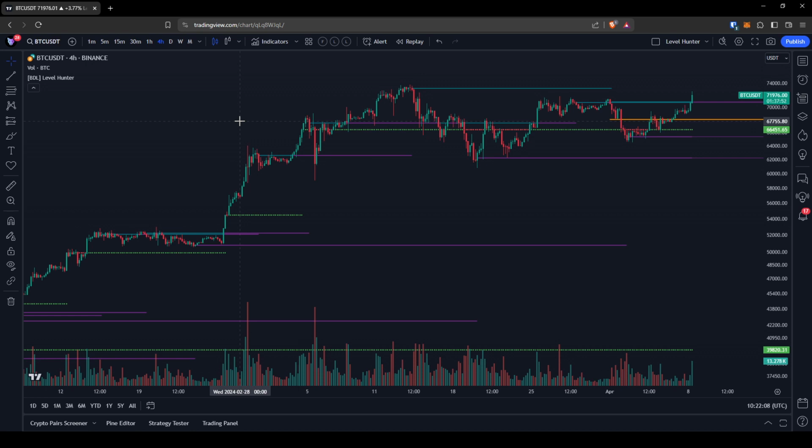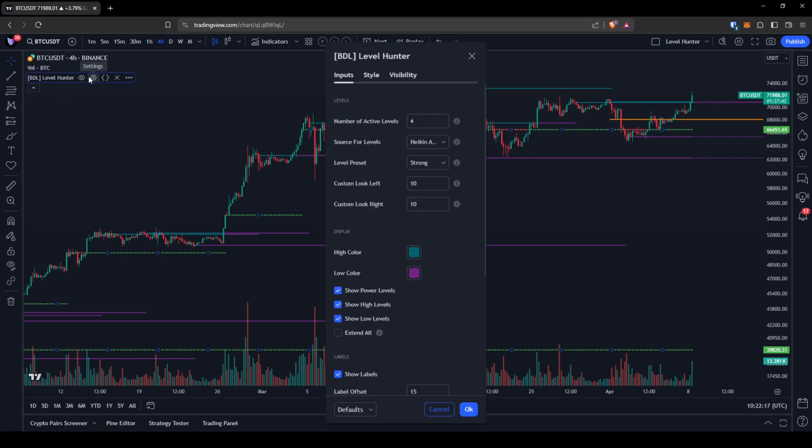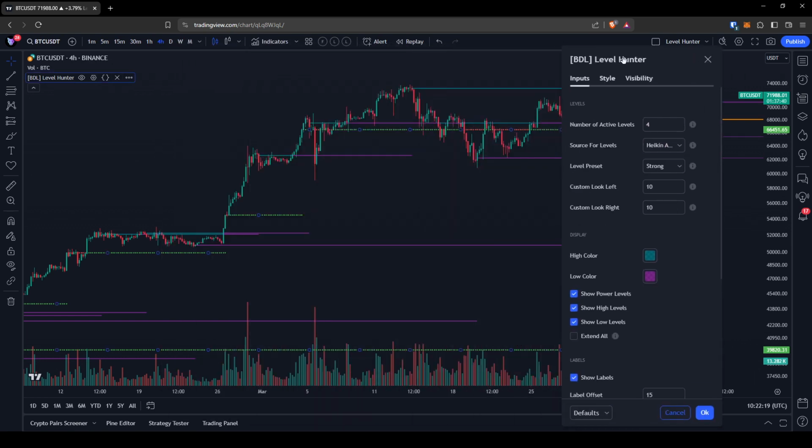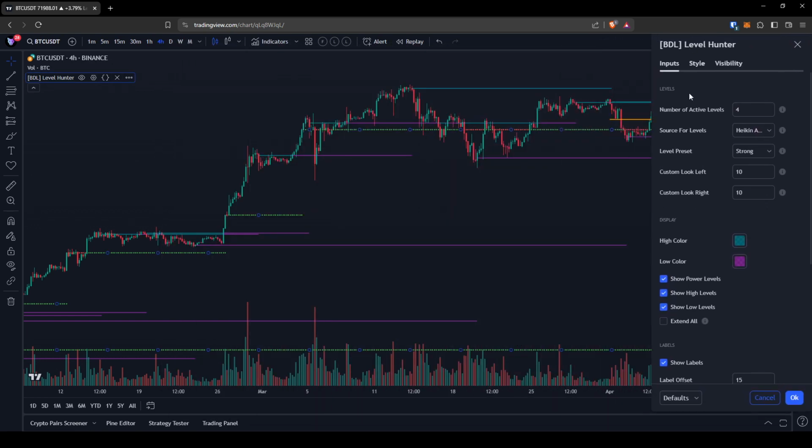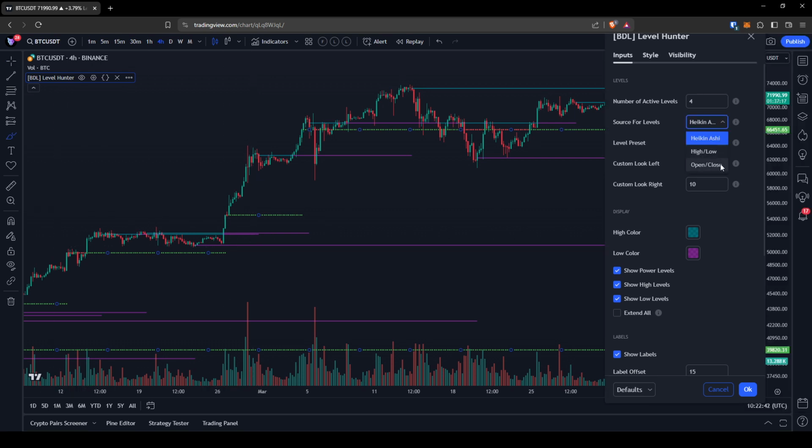And then inside Level Hunter, there are different modes since the update as well. Version 1 was, as you can see, the blue and purple levels. So right now you've got it on source for levels. Well, it depends on what you're doing.